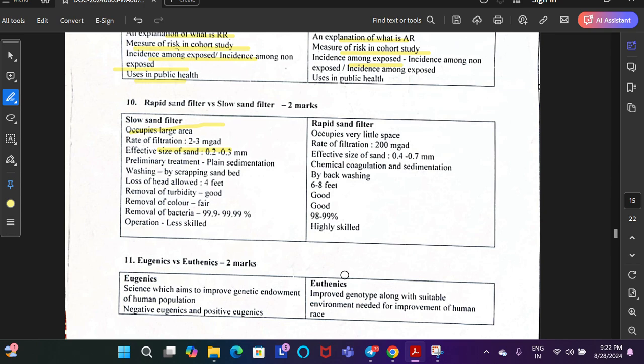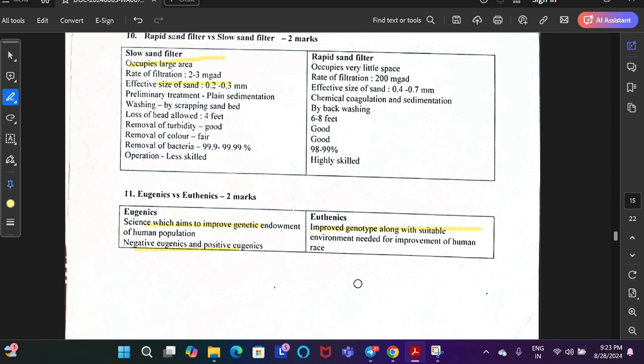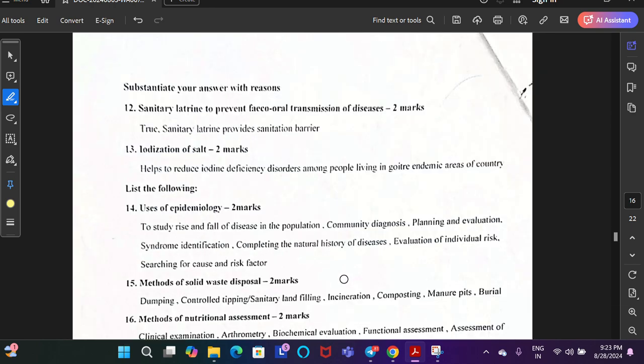Then eugenics versus euthenics. Eugenics means the science which aims to improve the genetic makeup of the human population: negative eugenics, positive eugenics. Euthenics: improved genotypes with the suitable environment needed for improvement of the human race.